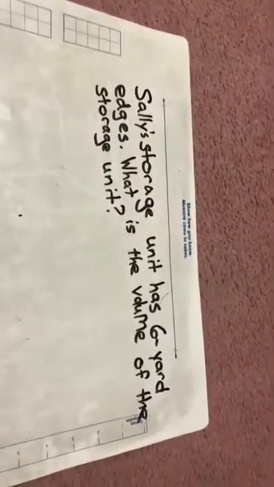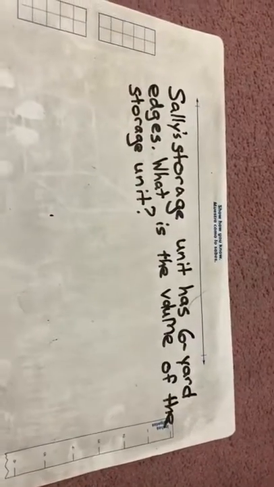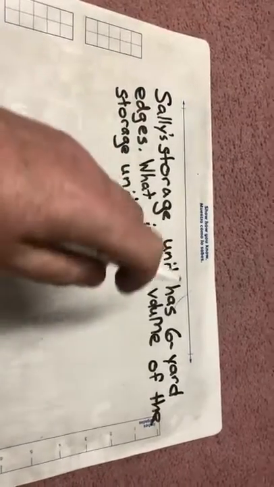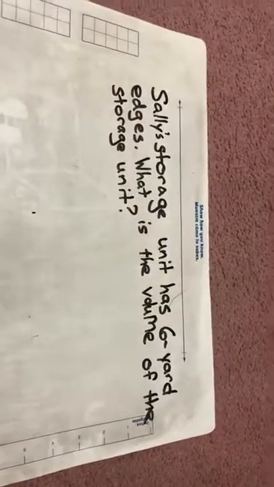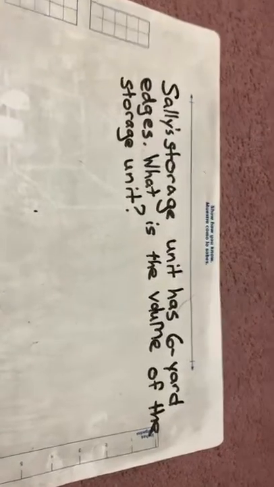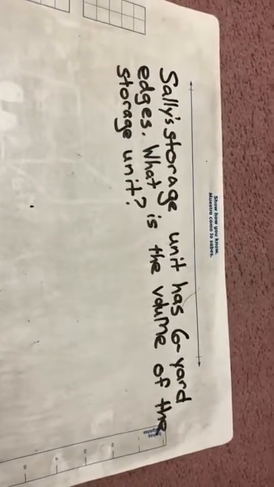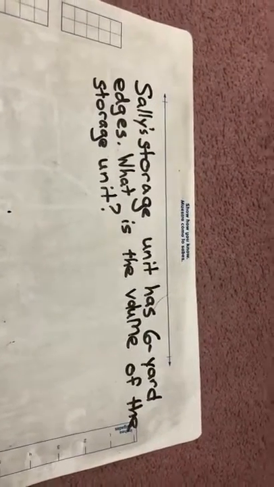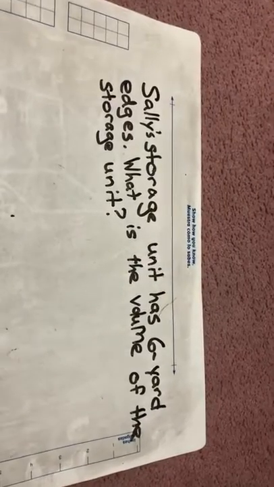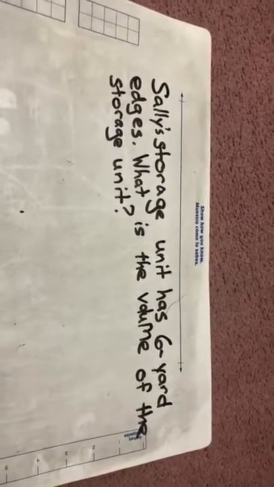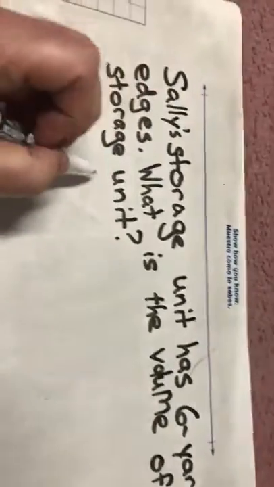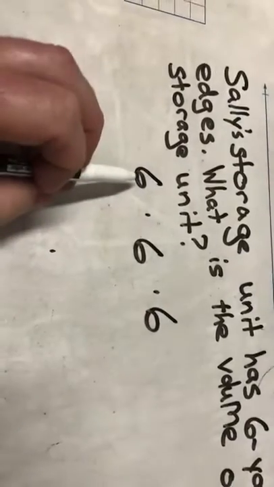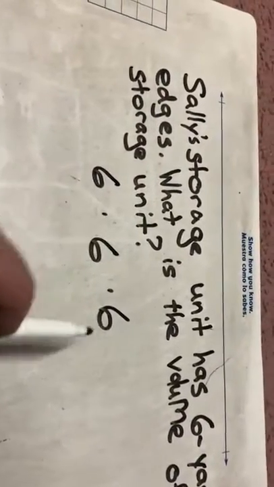Well, we had something like this the other day with boxes that had 4-inch edges. So since it has 6-yard edges, and that's the only dimension they give us, we have to understand, fifth grade, that this storage shed is a perfect cube. It is 6 yards long, 6 yards tall, that's pretty tall, and 6 yards wide. Okay, so essentially I'm doing 6 times 6 times 6. All right, 6 yards long, 6 yards wide, 6 yards tall.